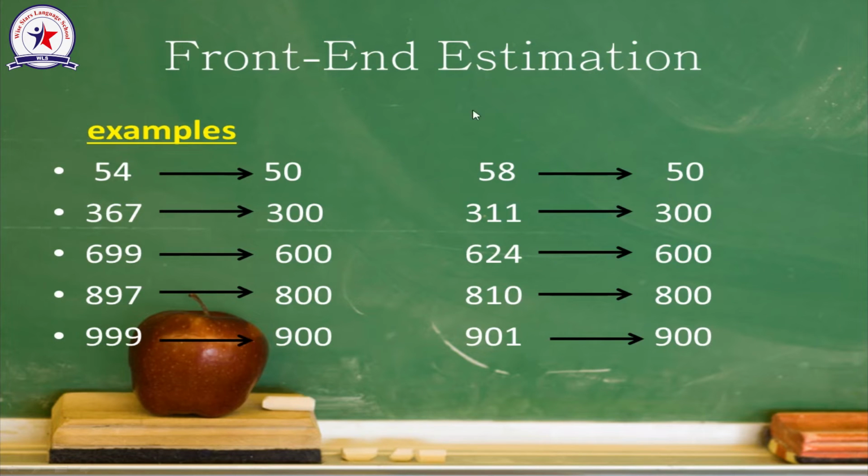Basically, in front-end estimation, to estimate 54, at the first write the first digit, 5 as it is, then consider the other digits zeros. Put 0 here. Here 58, to estimate it, write the first digit as it is 5 and consider the units 0. 367, at the first write 3 as it is here and consider the other digits zeros. 311, you will write the first digit as it is 3 and consider the tens and the units zeros. Try to study the other examples yourselves.